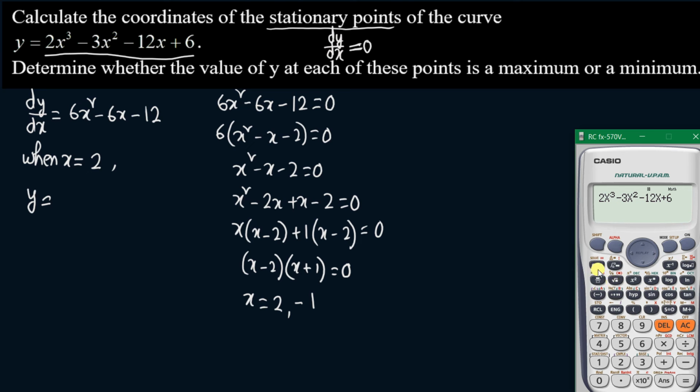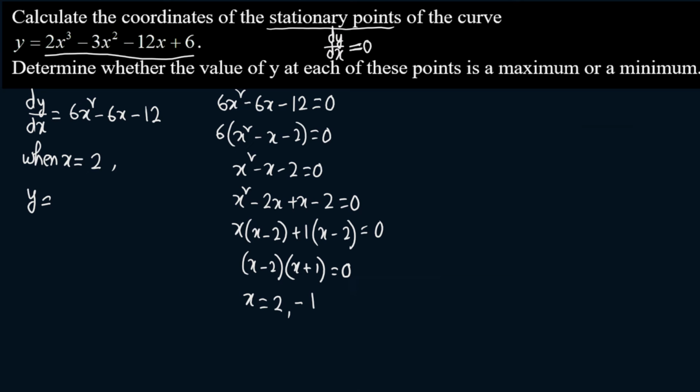Now we need to press the CALC button, it is written here, calc. Then the calculator is asking for the value of x. Our first value of x is 2. Let me put it here, 2, then press equals, and we got minus 14. So we can write that for x equals 2, the y value is minus 14. So our coordinate is 2 comma minus 14. This is one stationary point out of 2.